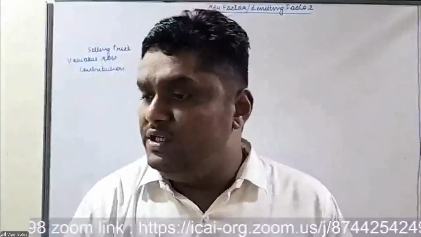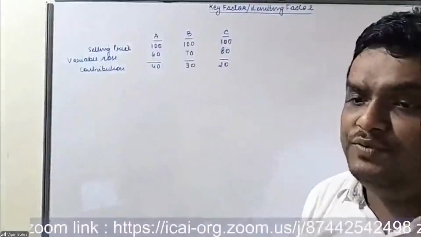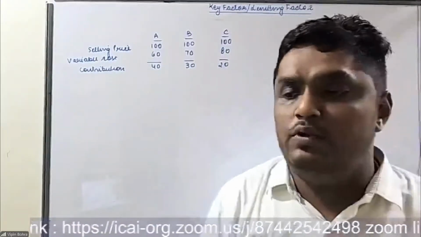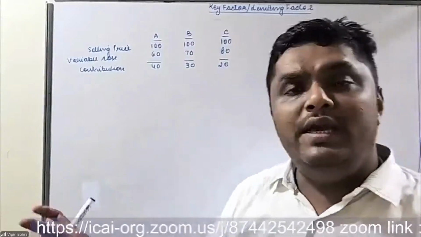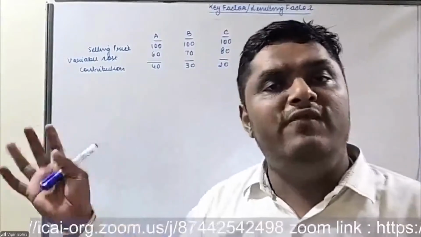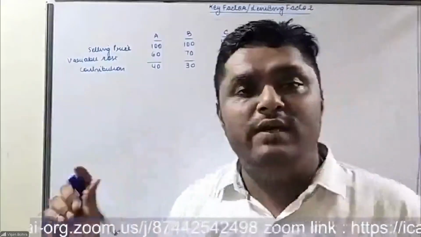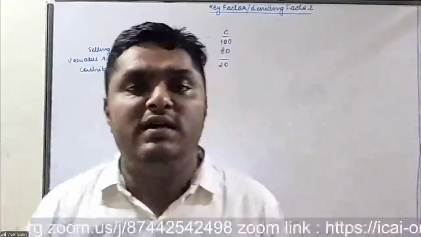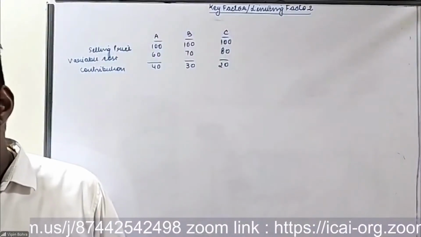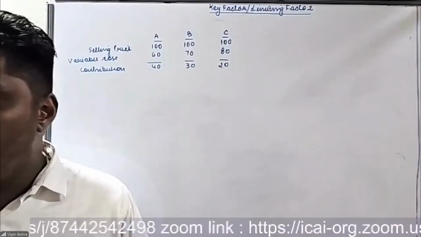Now, this is the situation wherein we are manufacturing three types of product A, B, and C. The variable cost is available and the contribution is available. Now, can you guys tell me what will you advise? Which product to manufacture and sell? Can you guys advise me which product should be manufactured and sold? Waiting for your answers, guys. Which product is more profitable?